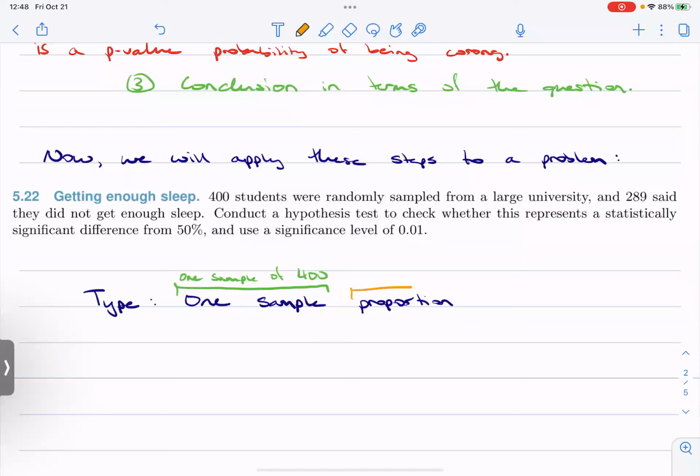And it's a proportion, mostly because there is no mention of a mean or a standard deviation. That's our dead giveaway later, but it's also a fraction of the 400. We're told 289 of those 400 students did not get enough sleep, making it a proportion.